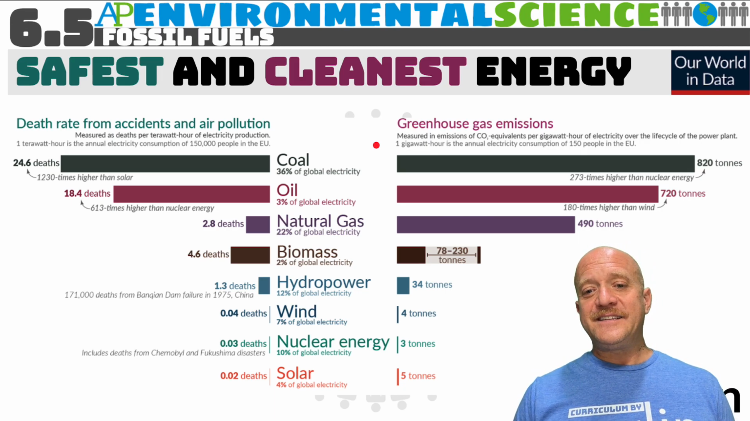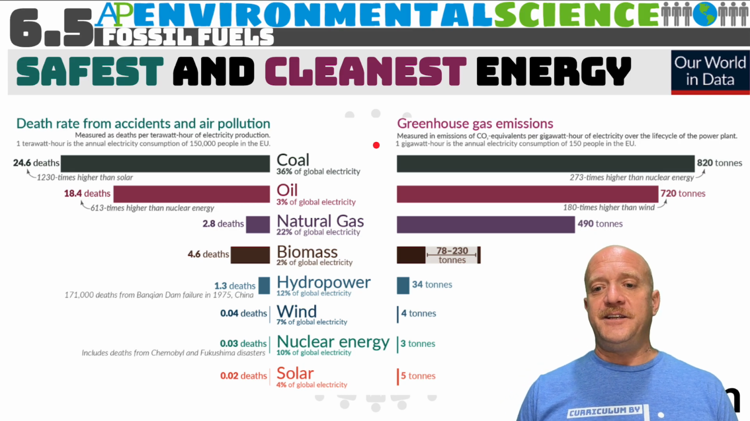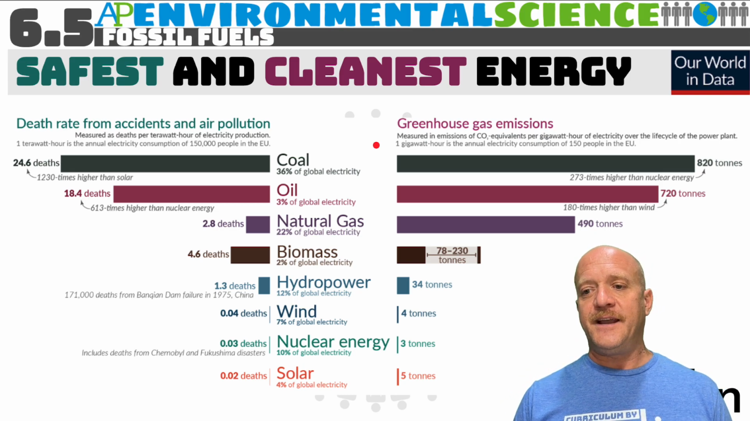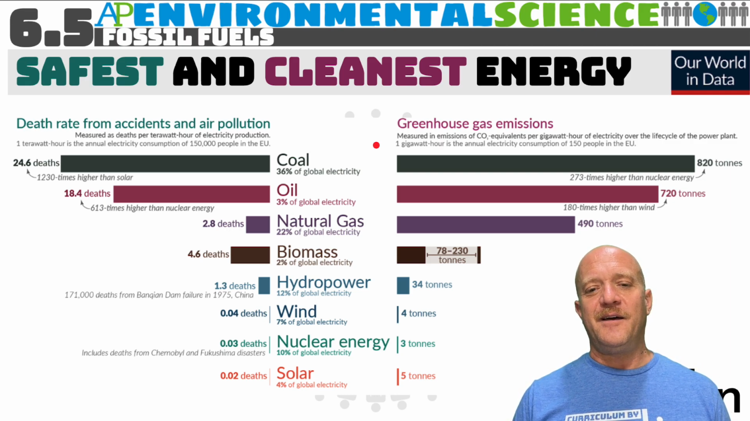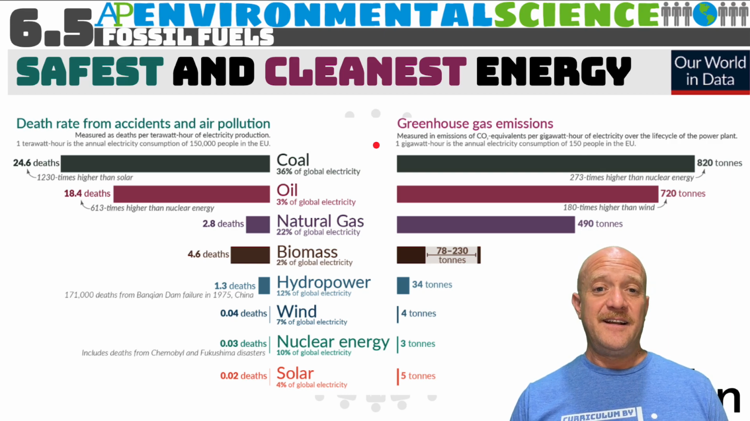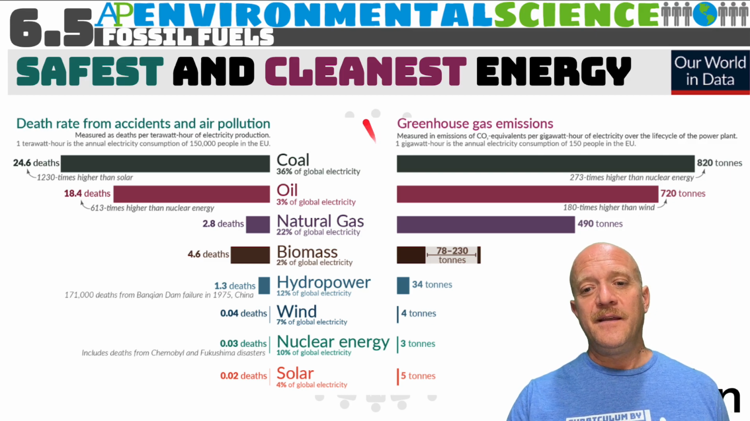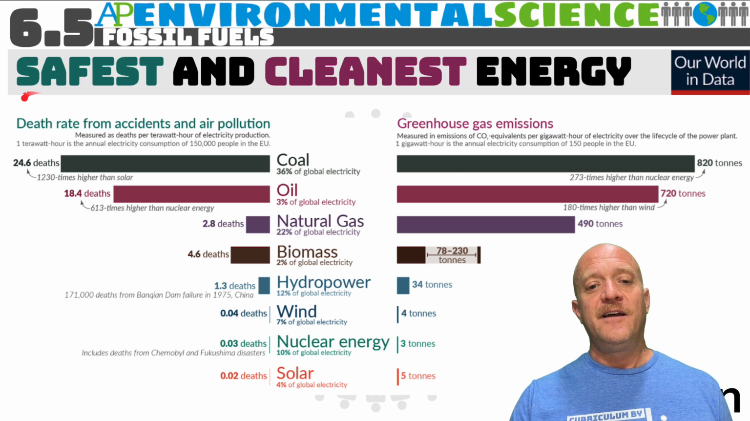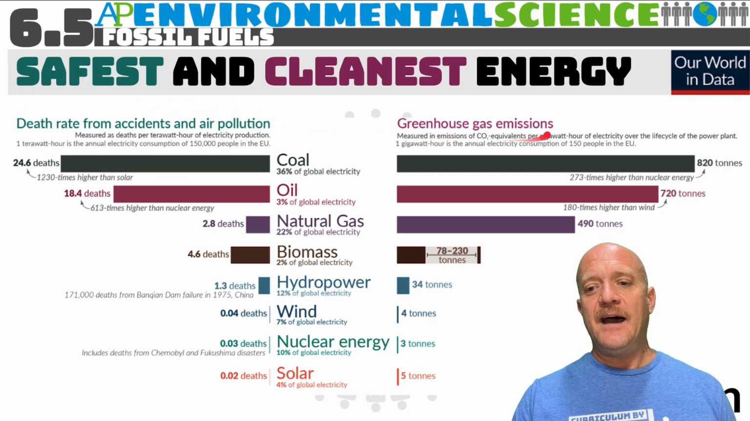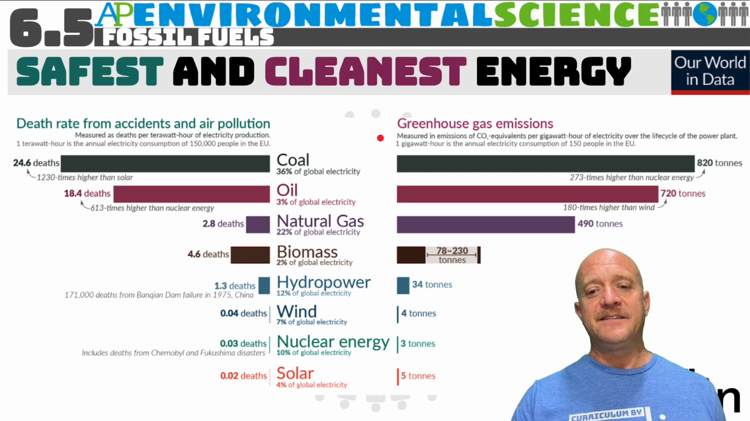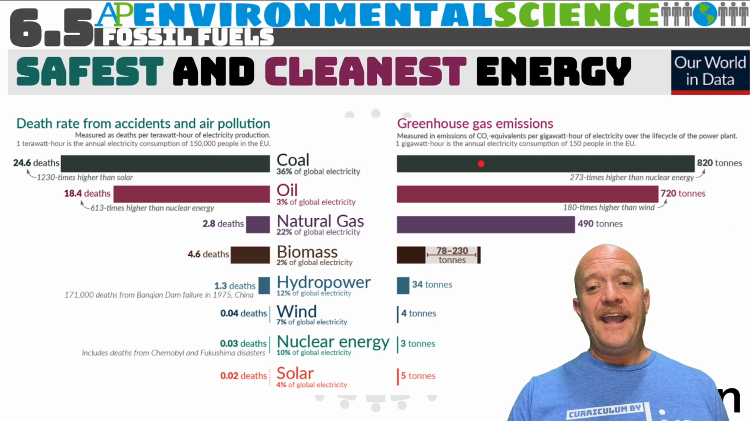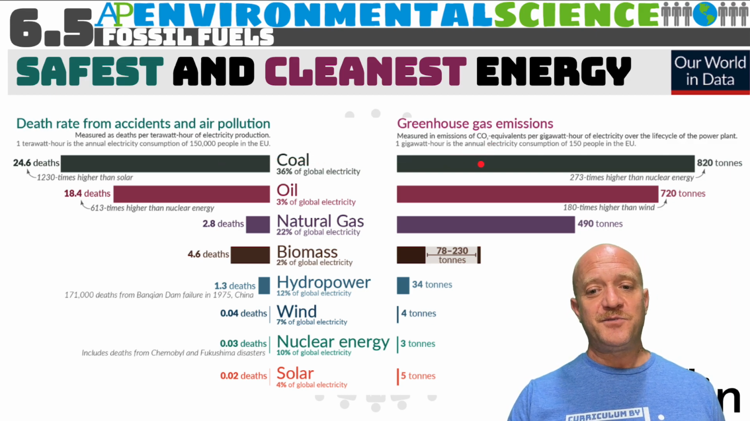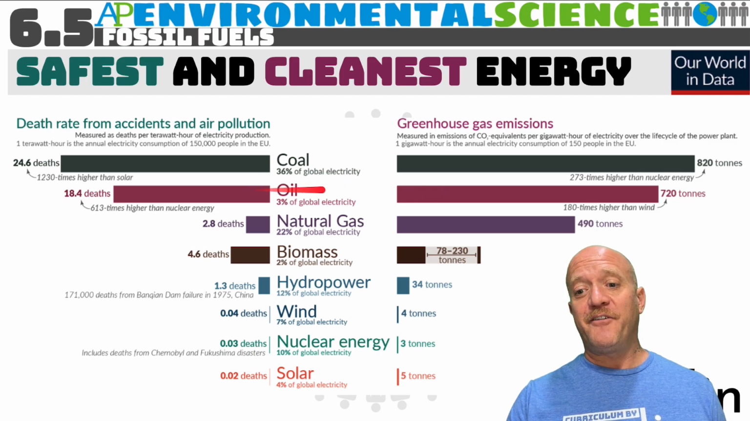So we have safe energy and we have clean energy. Now, this is something I found from, again, this website, Our World in Data. So the safest means the amount of deaths that will occur either from the mining or the acquisition of these materials, or from any effects from their combustion. And the cleanest refers to the greenhouse gas emissions. So if you notice, coal is by far the deadliest and the dirtiest of the energy sources. Oil is not far behind.